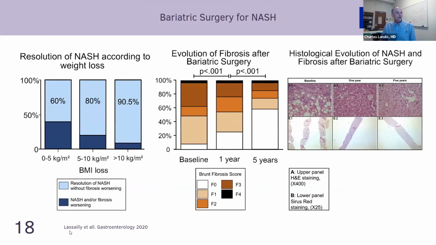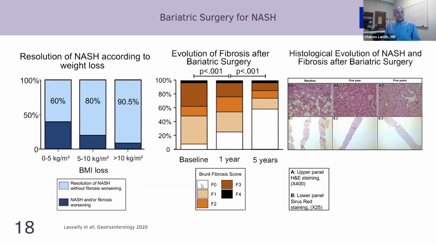This is a follow-up study from Lazuli, from an original study that he started in, I think it was 2015, first published. It's a French cohort of patients that received bariatric surgery. And those, based on BMI loss after surgery, the greater the BMI loss, the greater degree of resolution of NASH. And so if you lost greater than 10 BMI points, 90% of those patients went on to essentially have resolution of fatty liver disease. Likewise, those who've had bariatric surgery even had fibrosis regression.